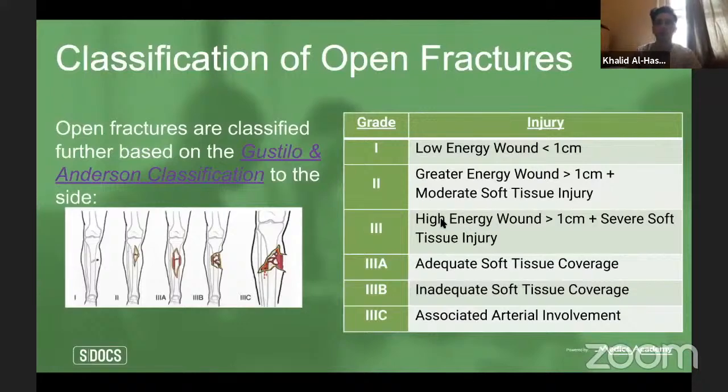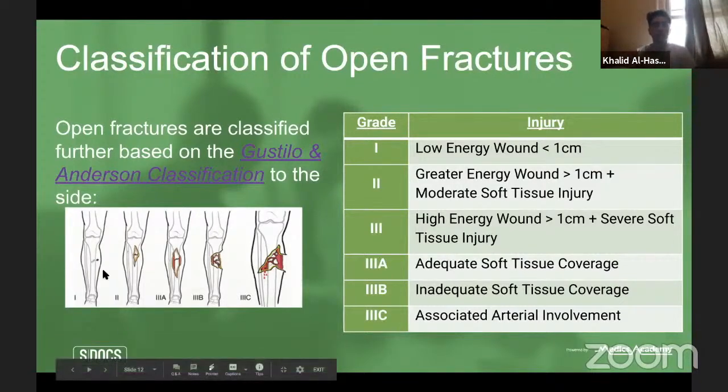So, classification of open fractures. Open fractures are generally classified using a system known as the Gustilo and Anderson classification. This is a table which summarizes the Gustilo and Anderson classification. Grade 1 spans through to grade 3C, grade 1 being the milder end of the spectrum, whereas 3C is when things are a little bit more serious. Grade 1 means that it is a low energy wound. Soft tissue involvement is less than 1 centimeter wide.